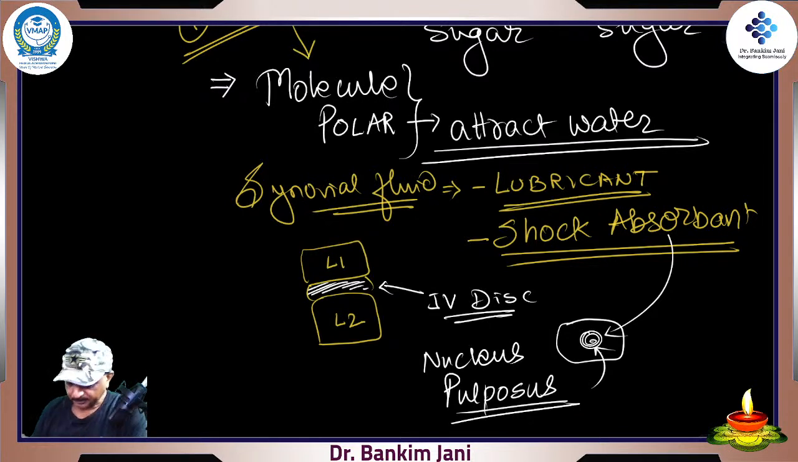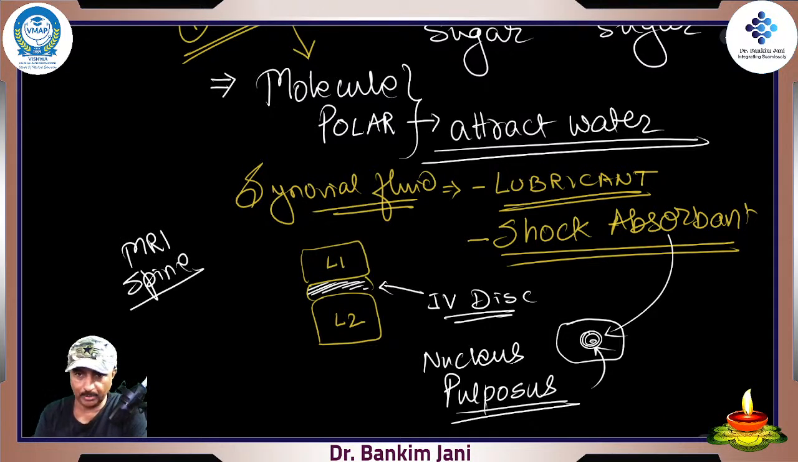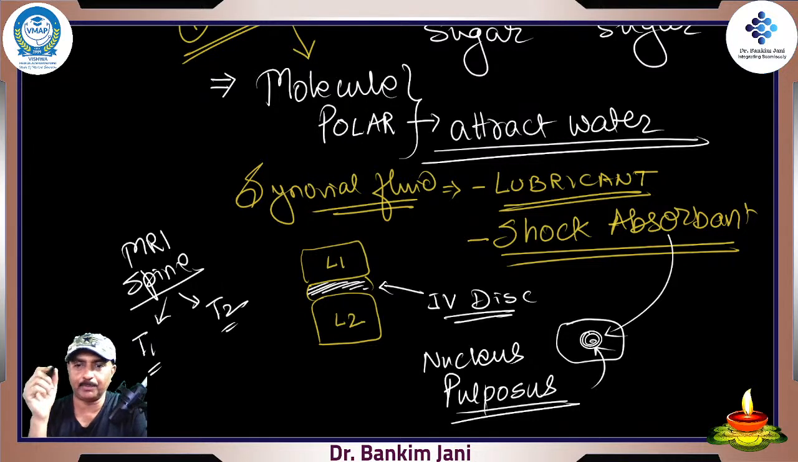And exactly when this nucleus pulposus loses water, I'll show you the MRI spine, right? The normal and abnormal. Now, in MRI, we'll be watching the T1 weighted image and T2 weighted image, right? Long T1, long T2, short T1, short T2. So why it is said that when you watch the MRI of the spine, you can literally, I promise, on the first day only, be able to diagnose that, okay, this nucleus pulposus has got less water. Yes, you'll be able to see that. You'll be able to interpret that.